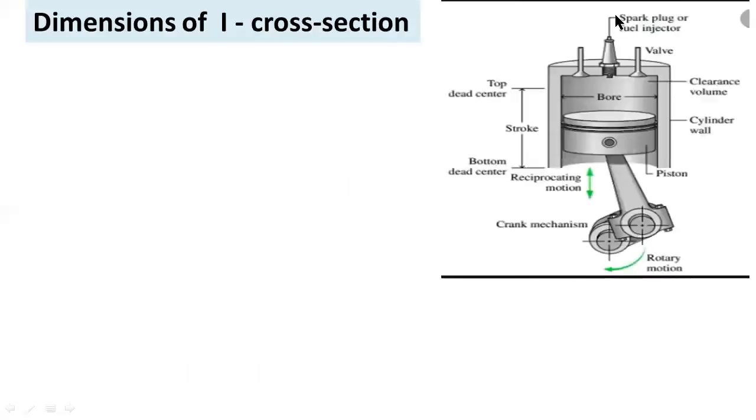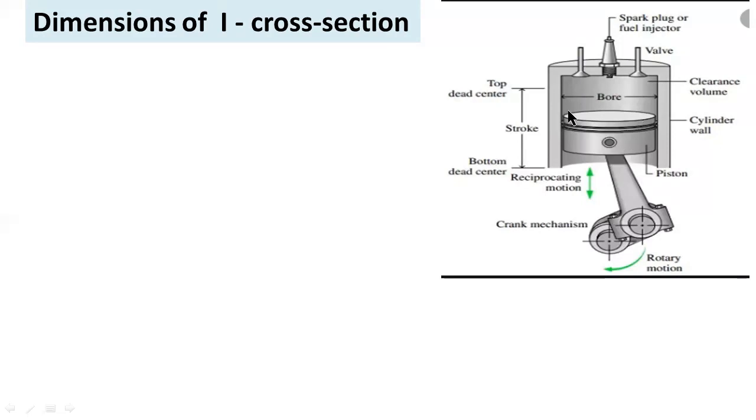This is the cross sectional view of a cylinder, piston, connecting rod and crankshaft. So this is a cylinder, these are the inlet and outlet valves, this is a spark plug or a fuel injector. Here this is a connecting rod, this is a piston, this is a piston pin, and this is a crankshaft. Here you can observe this is the bore. Bore means the internal diameter of the cylinder, that is capital D. And this is the wall thickness. And this is a piston.